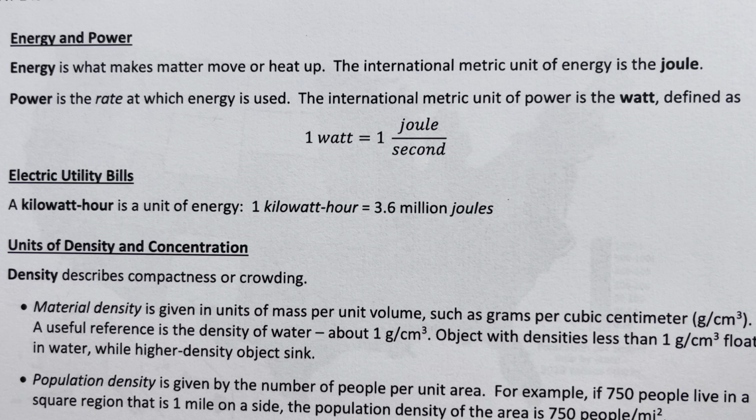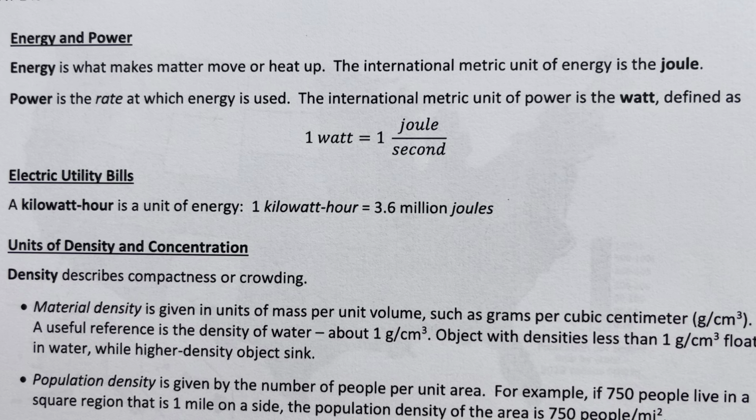So the international metric unit is what? It is watt, W-A-T-T. And a watt is 1 joule per second. So if you get your electric bill, a lot of times on there you'll see kilowatts and joules, and it gives you a measurement. What it's telling you is how much energy you used and how quickly you used it. So a kilowatt hour is 3.6 million joules.